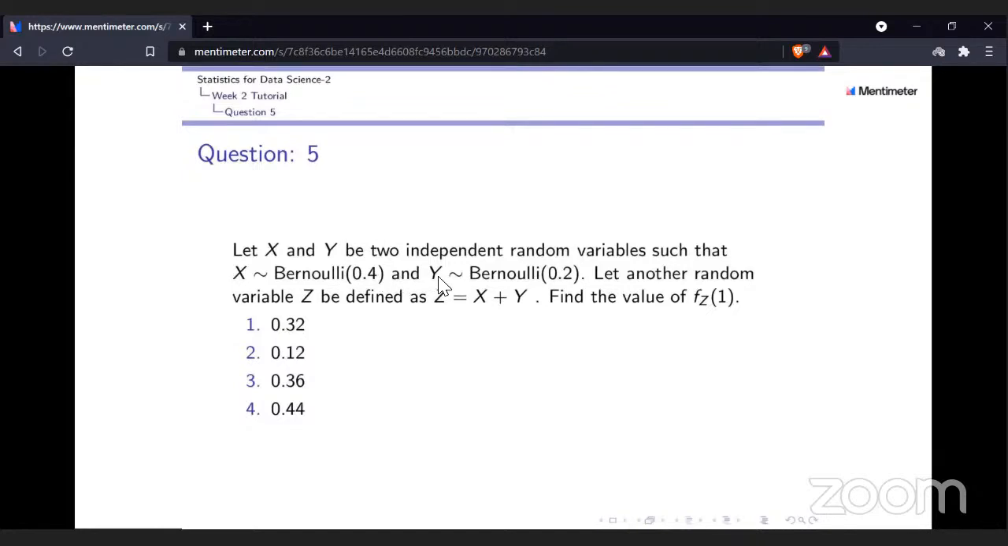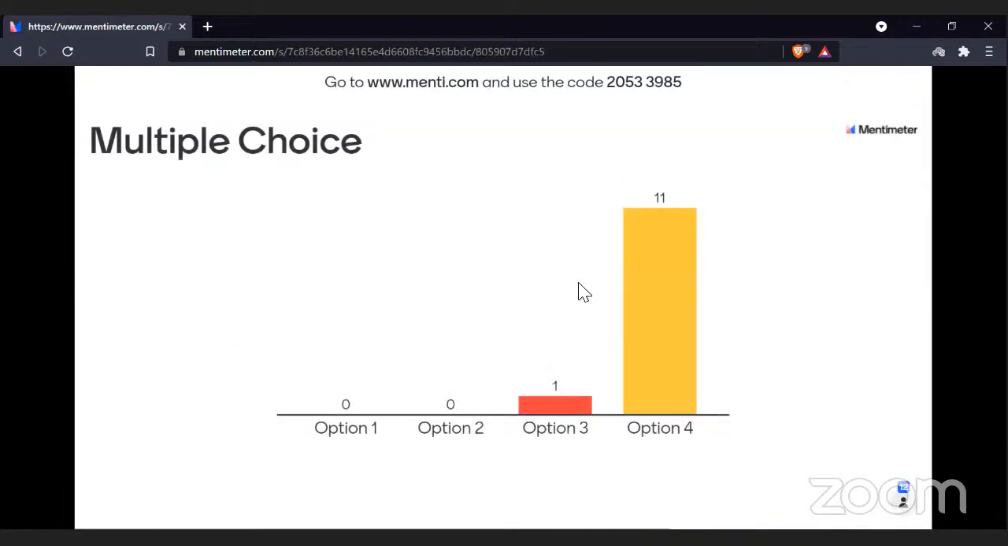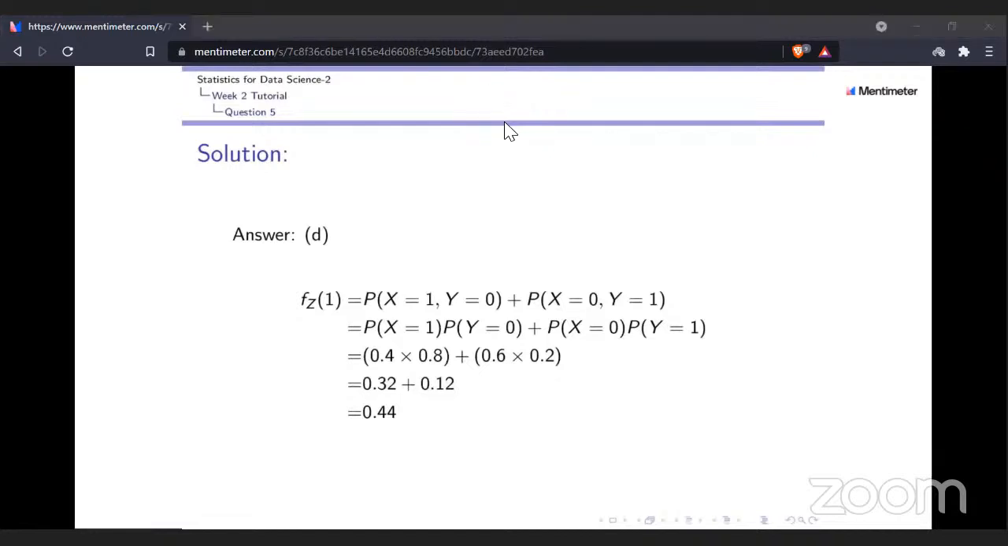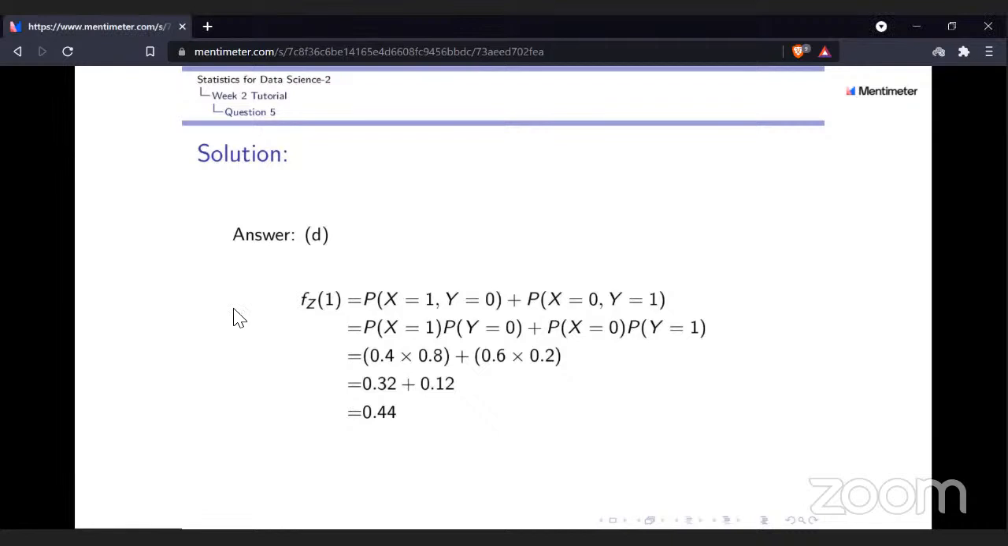Similarly, Y equals 1 has probability 0.2 and Y equals 0 has probability 0.8. We just substitute those numbers here, and if you solve it, you'll get the answer 0.44. Is this clear? Anybody has any doubt in this? No, ma'am. Right. Okay.